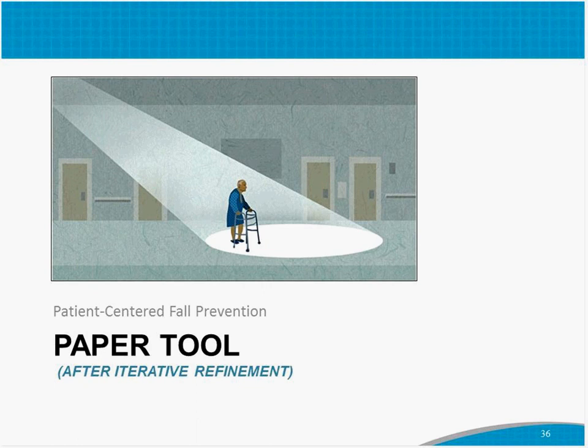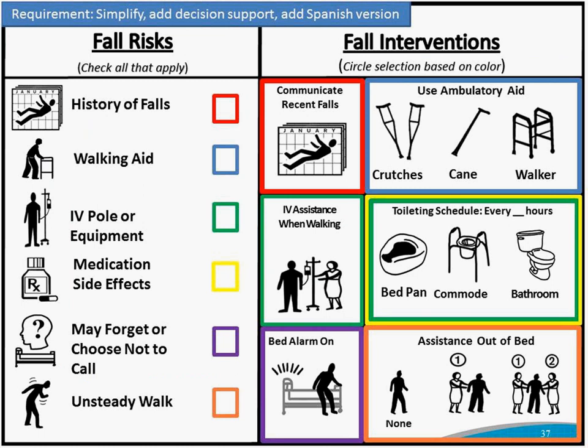And the paper tool, as you remember, was the yellow one that we started with. The requirements were to simplify, to add clinical decision support so that they knew which areas of risk were matched with which interventions, and to add a Spanish version. Here, for example, the patient has a history of falls, so we used color to communicate which interventions went with which areas of risk, so that they would know what to consider.